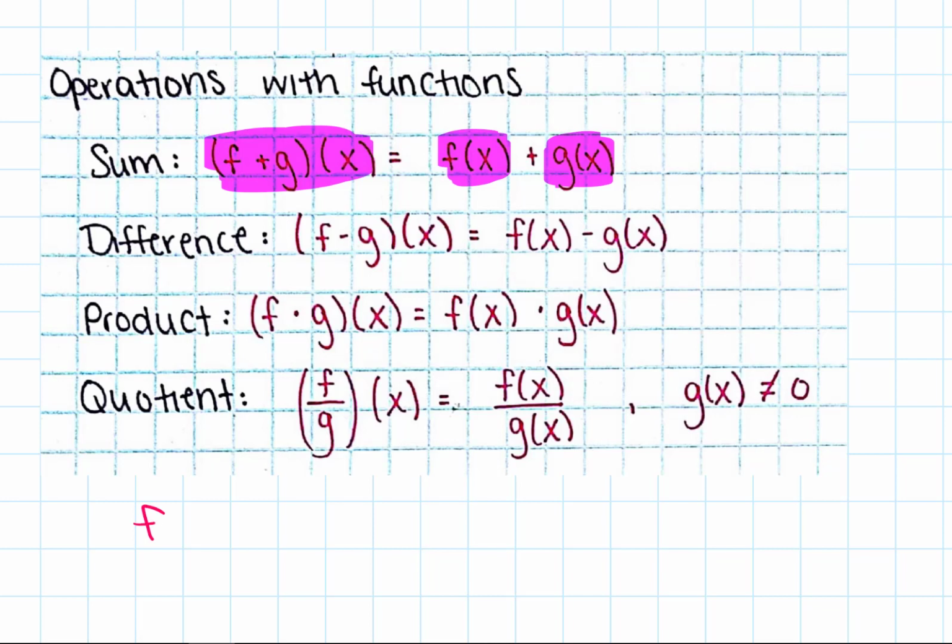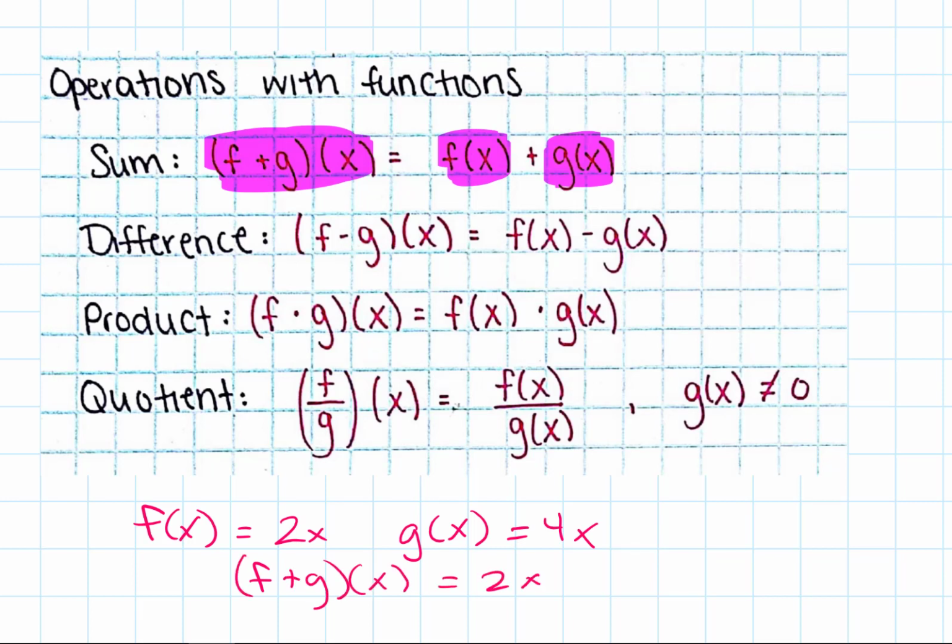So for example, if f of x is equal to 2x and g of x is equal to 4x, we're just adding those together. f plus g of x is 2x plus 4x, which is equal to 6x. So there is no multiplication there. Where we do see a multiplication is down below with our product, and notice the notation. We have f dot g. That means we're taking the f function and we're multiplying it by g.